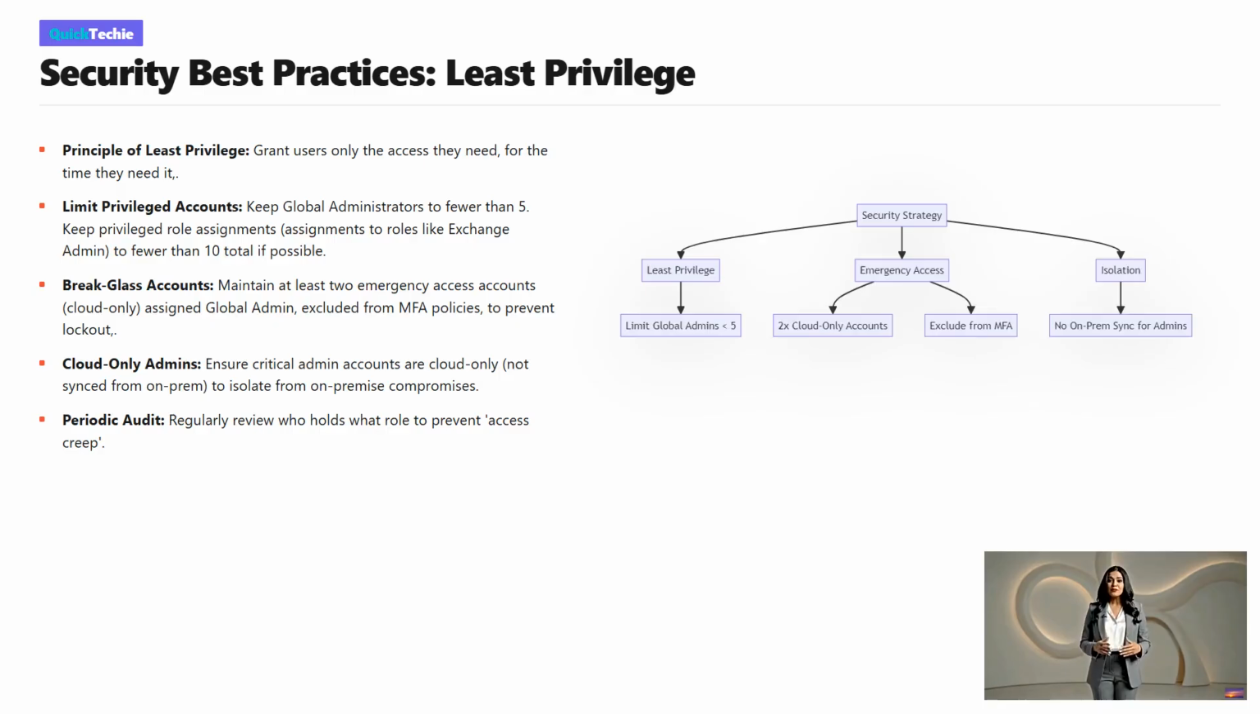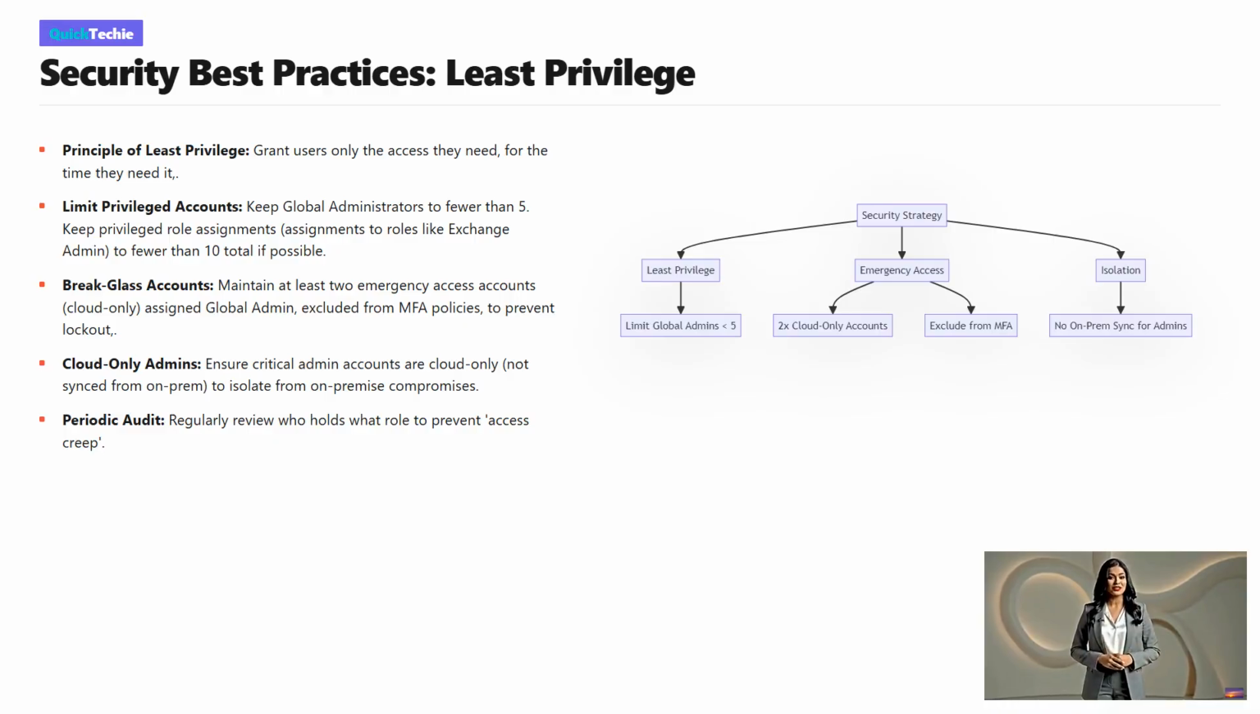A critical safety measure is the break glass account. You need 2 cloud-only global admin accounts that are excluded from conditional access. These are your fail-safes if your federation fails or MFA goes down, ensuring you are never locked out of your own tenant.